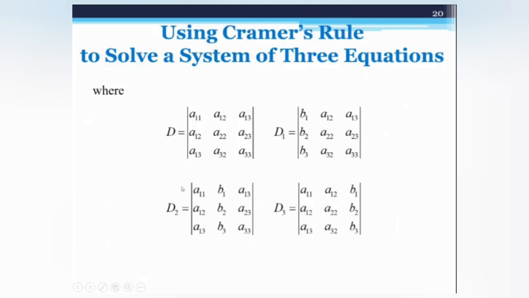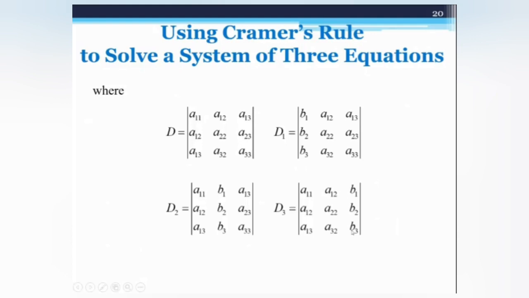Similarly for D2, if we replace the second column with B matrix, right? So determinant of A11, B1, A13, A12, B2, A23, A13, B3, A33. It is called the D2. And the determinant D3 is equal to the replacement of the third column. Means determinant of A11, A12, B1, A12, A22, B2, A13, A32, B3.